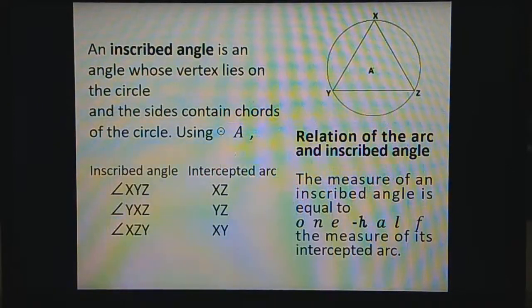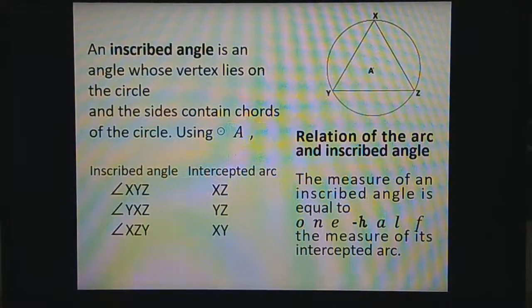Now, let's proceed to inscribed angle. What is an inscribed angle? When we say inscribed angle, it is an angle whose vertex lies on the circle and the sides contains chord of a circle. So, using circle A here, this one, meron tayong tatlong inscribed angle. And then, i-determine na din natin kung ano yung kanilang mga intercepted arc. Okay. Ginamitan ko siya ng 3 letters, pero pwede rin naman gamitan ng 1 letter lang kung ganitong illustration.